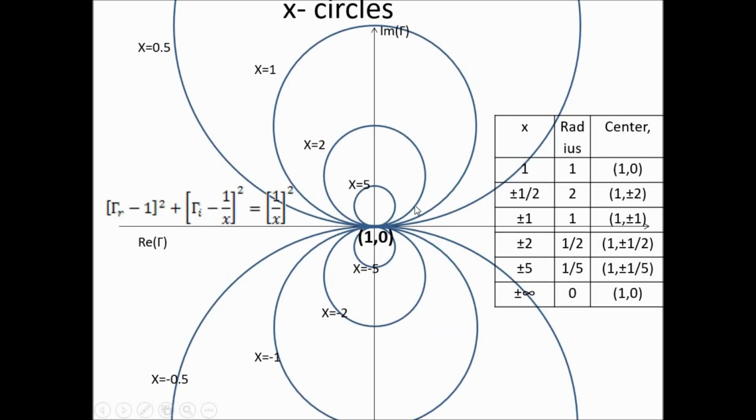Similarly, if you draw the X circles, you see X circles have the values X equal to 1. X might be positive or negative because X could be inductive or capacitive. So if X equal to 1/2, X equal to 1, 2, 5, infinity, then the radius will have this value and the center will be this. So if you put the X circles here, you get circles like a figure of 8, right?